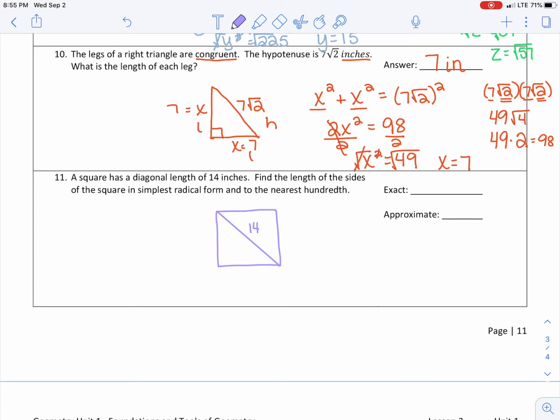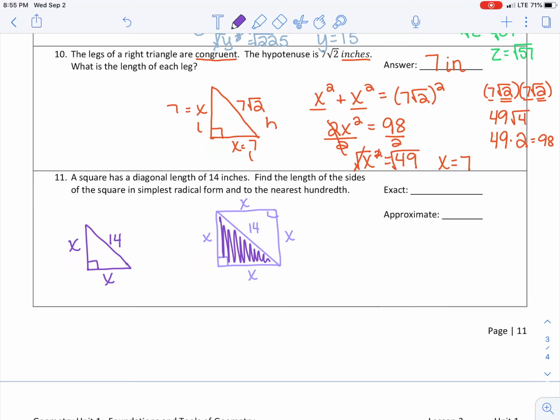So we kind of talked about this already. We know that a square has all congruent sides. So if I know one side's x, that means every other side is x as well. And with a square, we should know from like middle school probably that a square has all 90-degree angles, which means that this whole thing is a right triangle. So this is going to be really similar to number 10 now. If we break this apart and just look at the triangle, we have side lengths of x, and then we have a hypotenuse of 14.